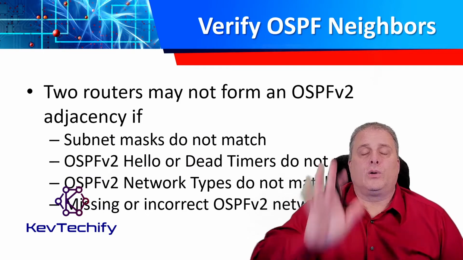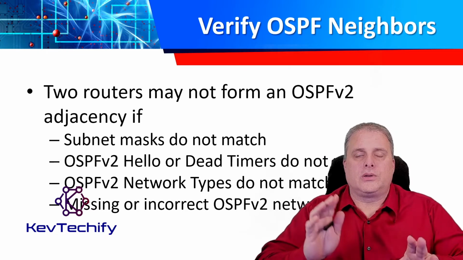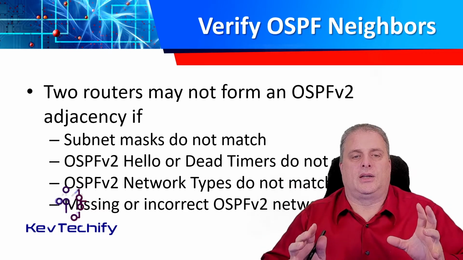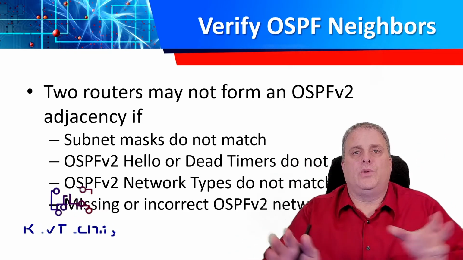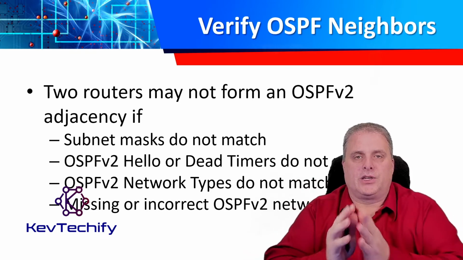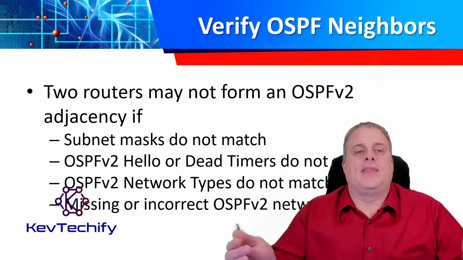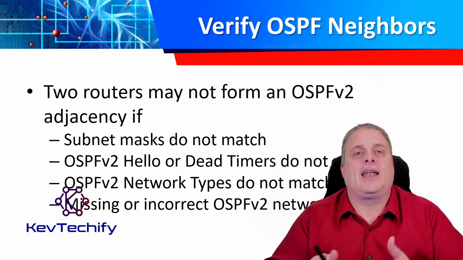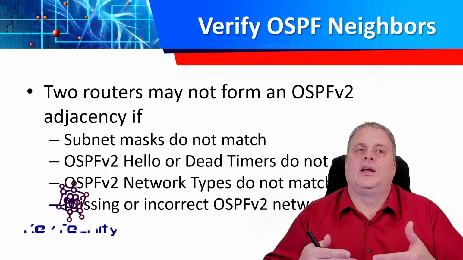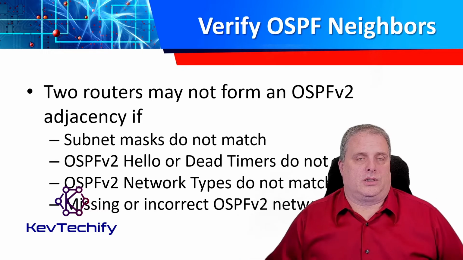When verifying your OSPF neighbors, two routers may not form adjacencies, and there's a couple reasons for that. First one is when you set up your IP addresses, those subnet masks did not match. If your subnet masks don't match, your network portions don't match correctly, they won't form the adjacency because they don't appear to be on the same network. Even though they are directly connected on the same network, you've configured them so they are on different networks.